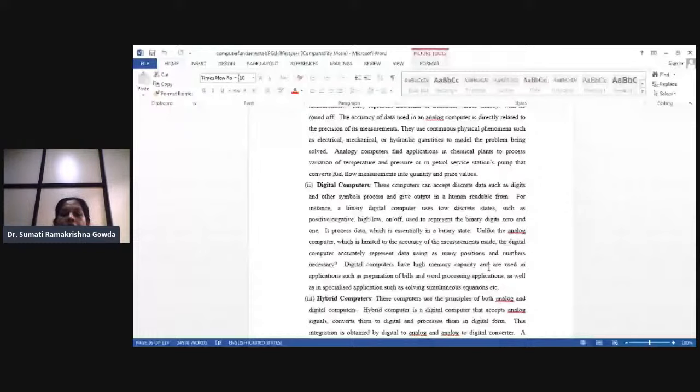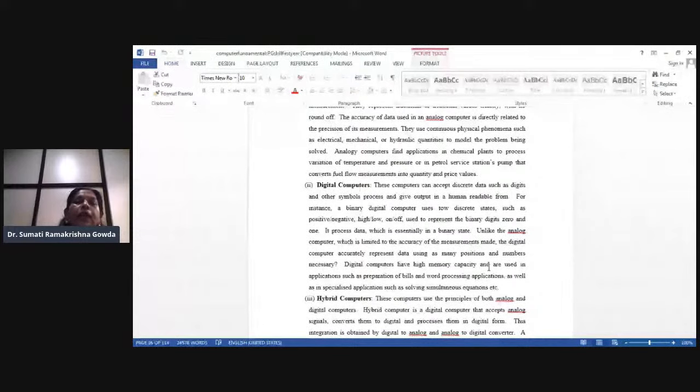Digital computers have high memory capacity and are used in applications such as preparation of bills, word processing applications, as well as in specialized applications such as solving simultaneous equations, etc. See, whatever you do in a computer is all digital. Whatever you type is all digital. Means the computer doesn't understand alphabets and numbers. Everything gets converted into zeros and ones. So it is called digital computers.